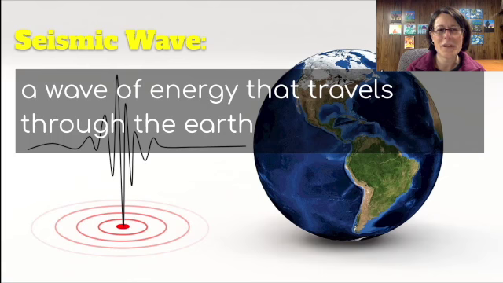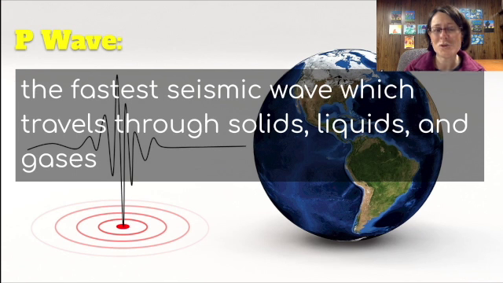So a seismic wave is a wave of energy that travels through the Earth. They are produced by earthquakes, so we actually use earthquakes to study the interior of the Earth. Now, there are two types of seismic waves. There are P waves and S waves.